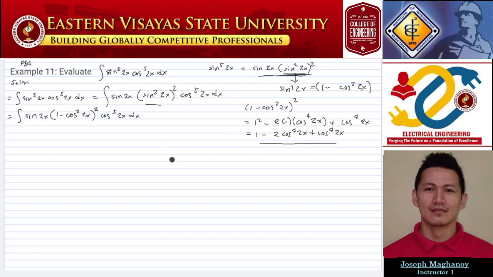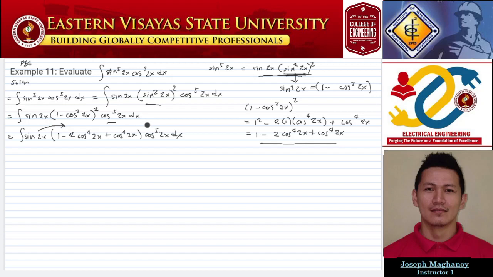So we put it back into our function: the integral of sine 2x quantity 1 minus 2 cosine squared 2x plus cosine to the 4th power of 2x, and the neighbor is cosine raised to 5 of 2x dx. So what is our next step?